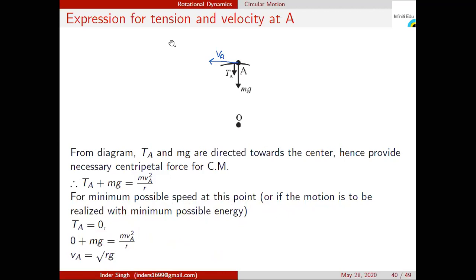You complete this. You should write this part at least because it is there in your textbook. Write the question: derive an expression for tension and velocity at position A. You have to draw the complete circle, not just this part. In it, you only have to show the vectors at position A, because we are interested in the top position now. Complete this first.